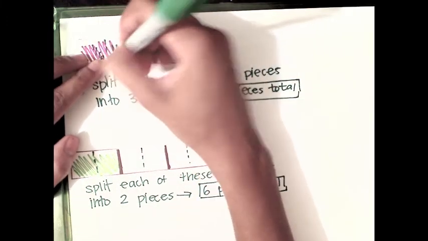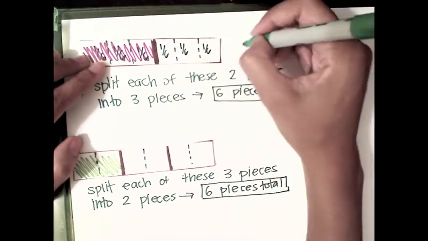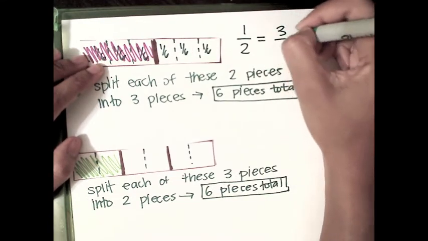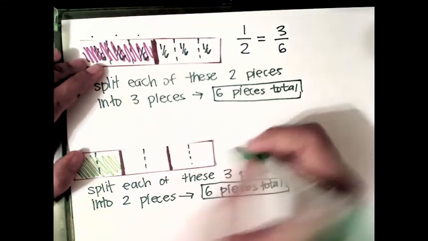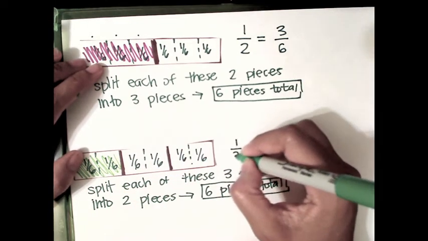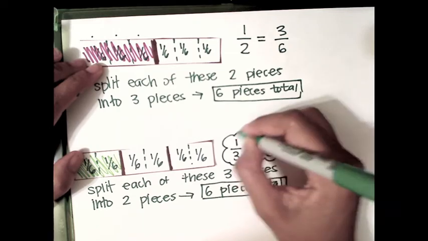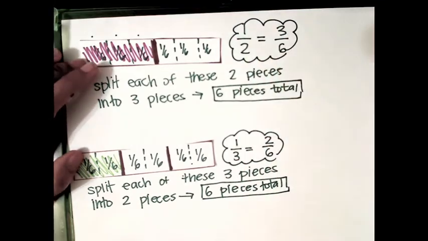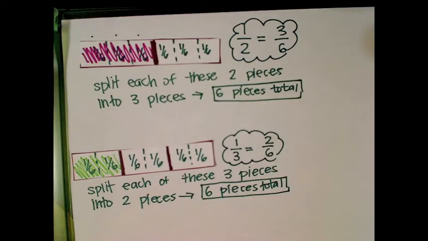Now each of these pieces represents 1/6, and we can see that 1/2 is the same as having 3 of 6 slices. 1/2 is 3/6. And 1/3 is the same as having 2 of 6 slices. 1/3 is the same as 2/6. The numbers are different, but the fractions are the same.